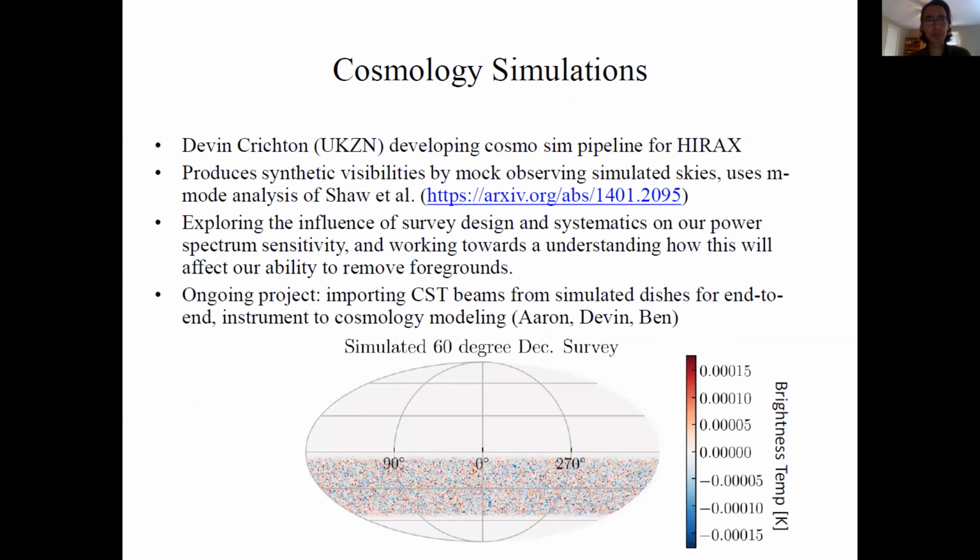There's also a lot of cosmological simulation work being done, mainly in South Africa, led by Devin Crichton, a postdoc down there, where he's using the Shaw M-mode formalism to produce synthetic visibilities, and we're working on tying his cosmological simulations into the E&M simulations, so that we can take realistic beam models from the electromagnetic sims and propagate them into cosmology to look at how deformations of the dish from wind or gravity or imperfections in the manufacture of the dish or in the feed location propagate into uncertainties in the cosmology, to help generate specifications for how accurately we need the dish manufactured and how accurately we need the feeds positioned for the dish tender and then production.